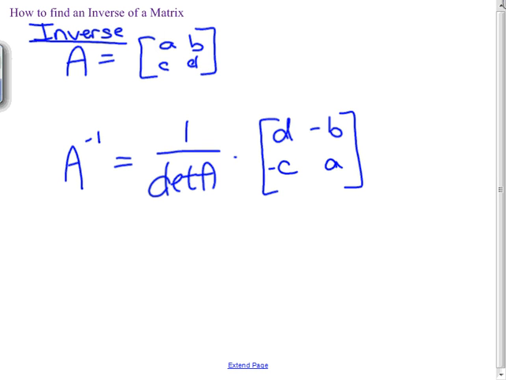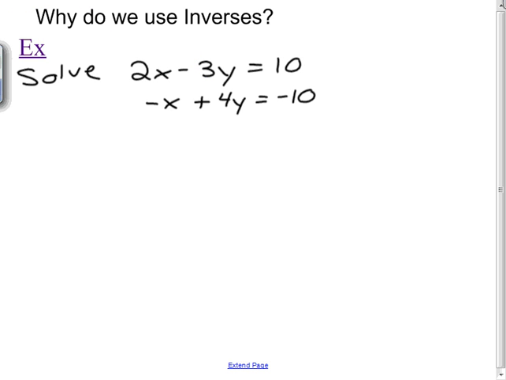So recall that to find an inverse, it's just 1 over the determinant of A times the flipped around matrix. We're going to be using this process to solve our system of equations. So just like we did for Cramer's rule, I have to pull out my A matrix and my B matrix. So this is part of why we actually use inverses. How does this help us?